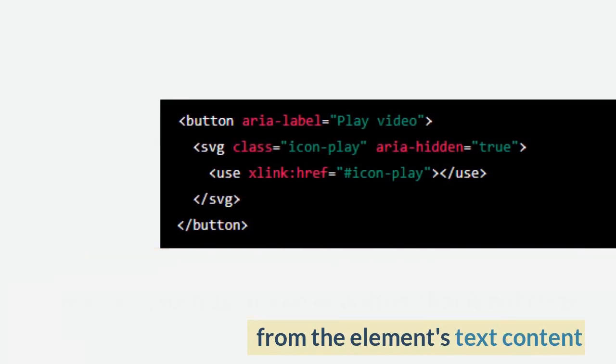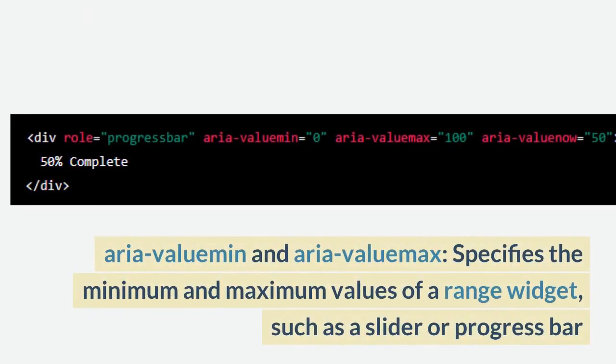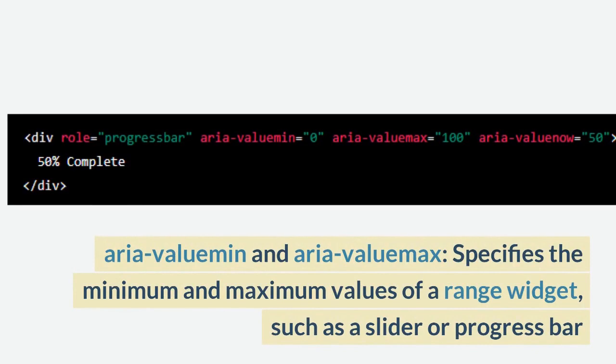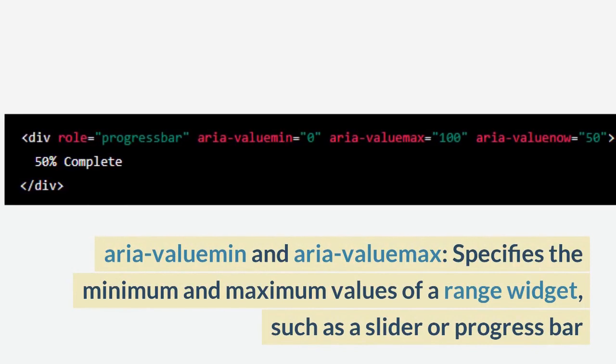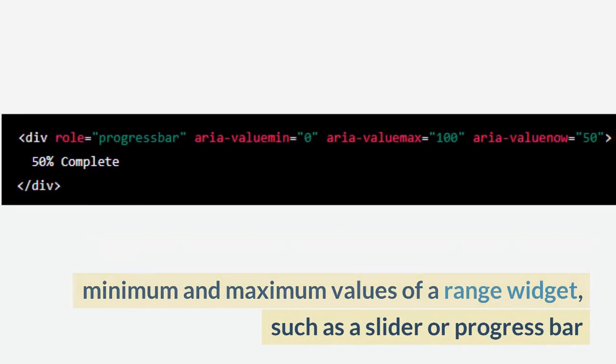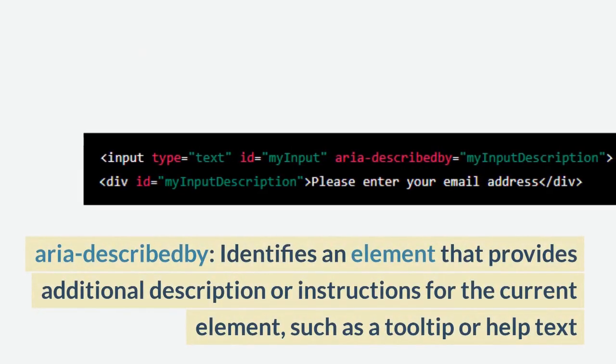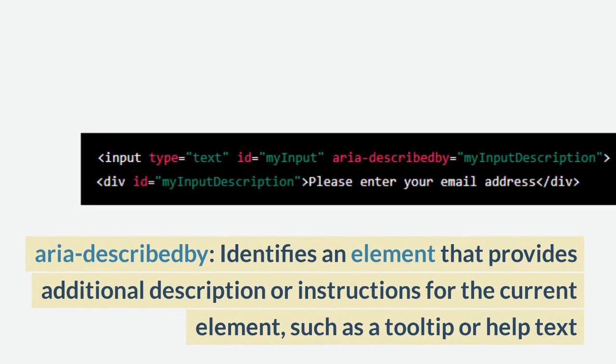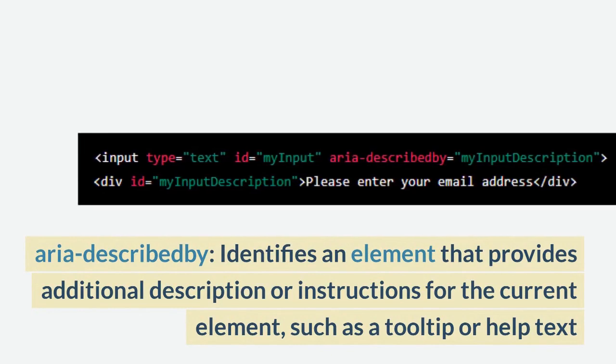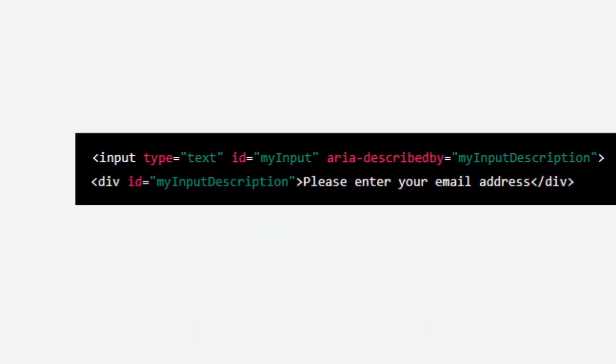the element's text content. Aria-valuemin and aria-valuemax specify the minimum and maximum values of a range widget, such as a slider or progress bar. Aria-describedby identifies an element that provides additional description or instructions for the current element, such as a tooltip or help text.